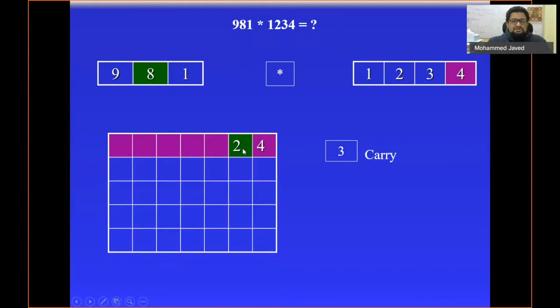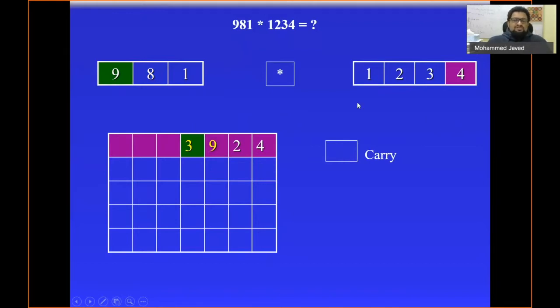The next number is 4 into 9. 9 4s are 36. 36 plus 3 is 39, so again carry 3 is generated. Since there is no other number here, this carry 3 will go and sit in this particular position.